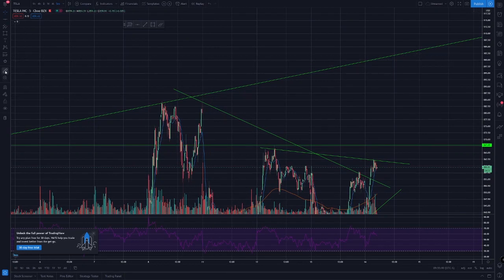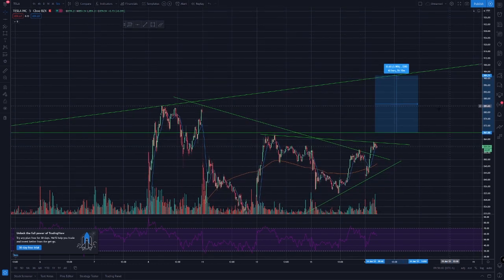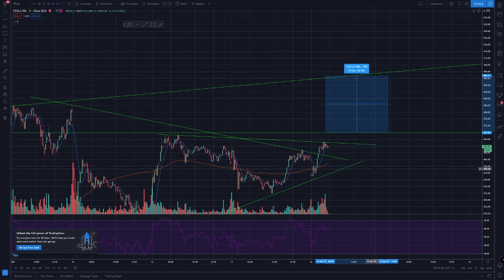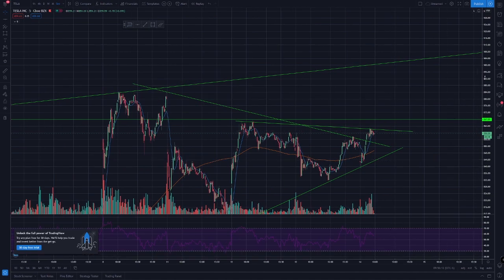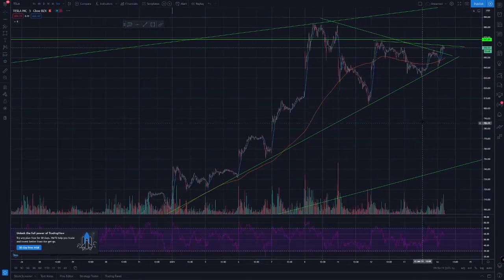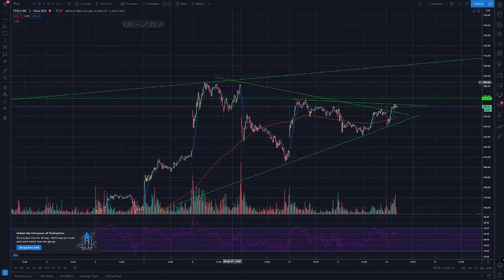And let's see, if we break this line and come up to this, we would probably at least start testing these levels again. 3.9% up to 901. So it's possible to go to 901 here and then start testing these. We could also break through it, but I'm not sure. Right now we are in an uptrend though on multiple levels. I guess not on this one though. That's why this triangle formed.